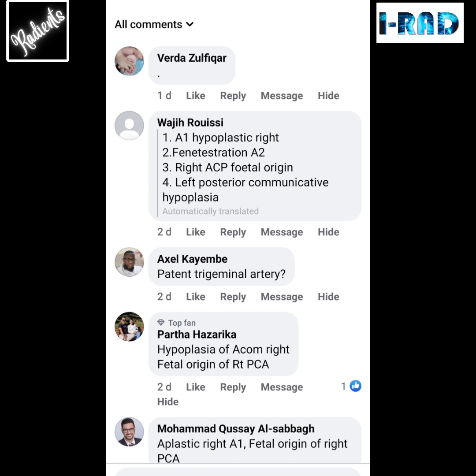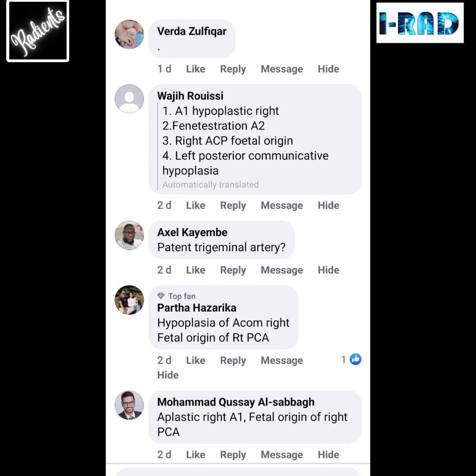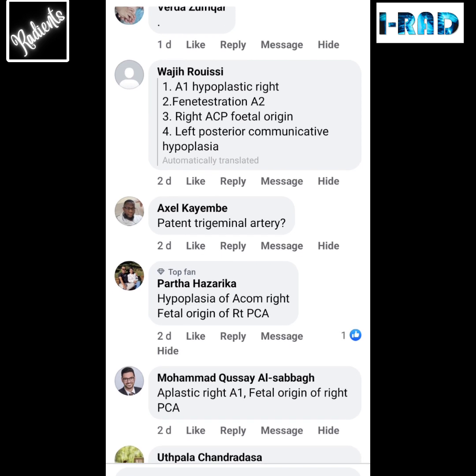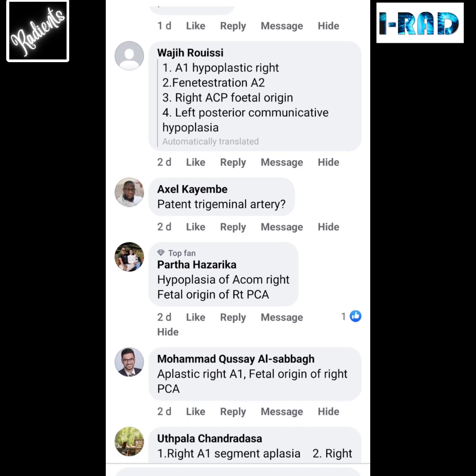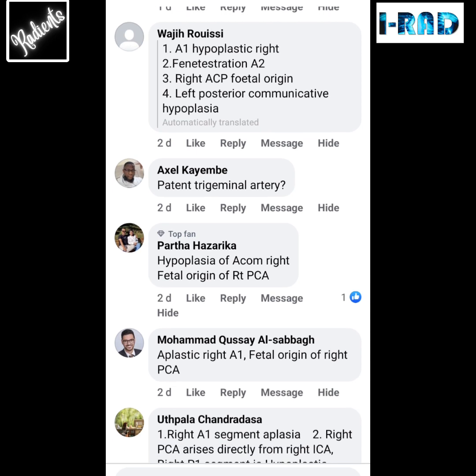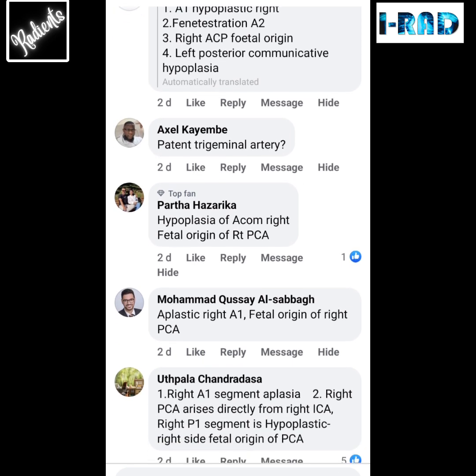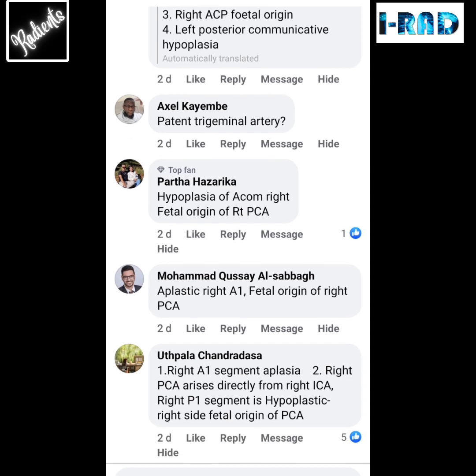Okay, so now let's have a look at who gave a correct answer to this question. This is our Facebook page, the comment section of the main post we are looking at right now. So what we see is Waji Ruisi: yes, A1 is hypoplastic on the right side. That is true. No, there's no fenestration of A2. And yes, there is a fetal origin of the right PCA. The left posterior communicating artery is not hypoplastic, so it's partially correct. No, this is not a persistent trigeminal artery.